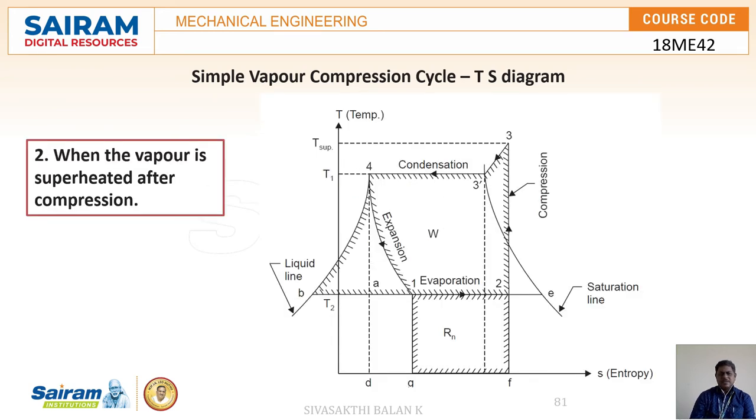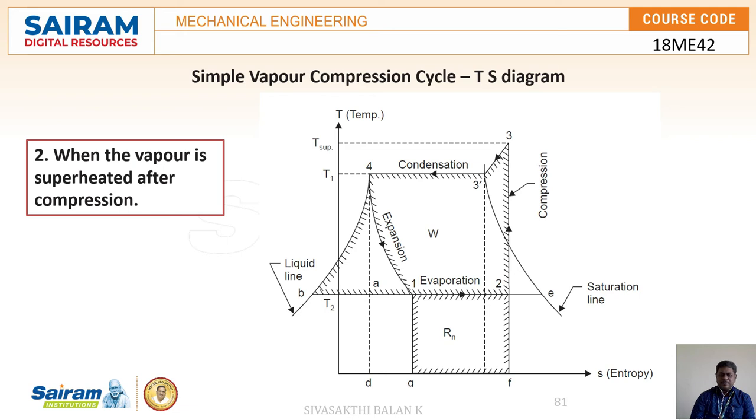The second state is when the vapor is superheated after the compression, and the TS diagram which you are seeing in this slide clearly explains this. Since the steam at the end of the compression is superheated, it lies beyond the saturation line of the TS diagram. From 3 to 3 dash it is in the superheated state, and the moment it reaches 3 dash it comes to exactly the saturated condition, dry saturated steam.